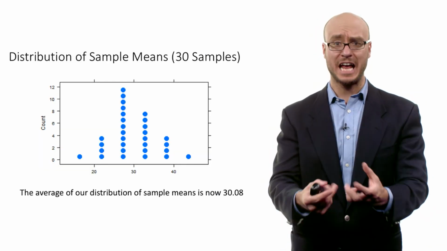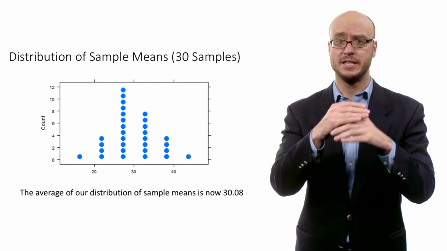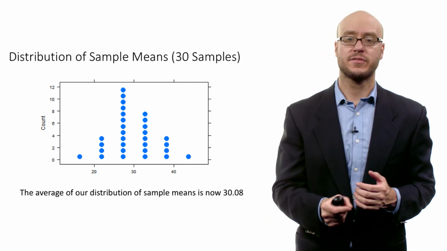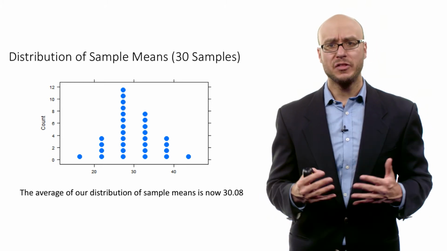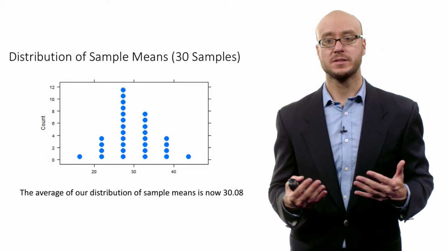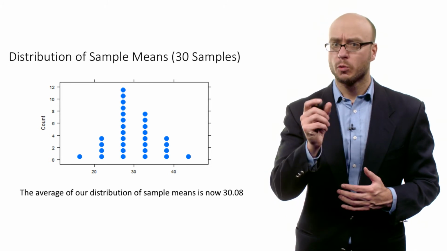Well, what happens if we collect 30 samples? Each dot here is a different sample mean, and we have 30 sample means in total. Now the average of these sample means is 30.08. We're getting a little bit closer. The more samples we collect, the more sample means that we calculate and put in a distribution, the average of those sample means is now a little bit closer to that population mean.